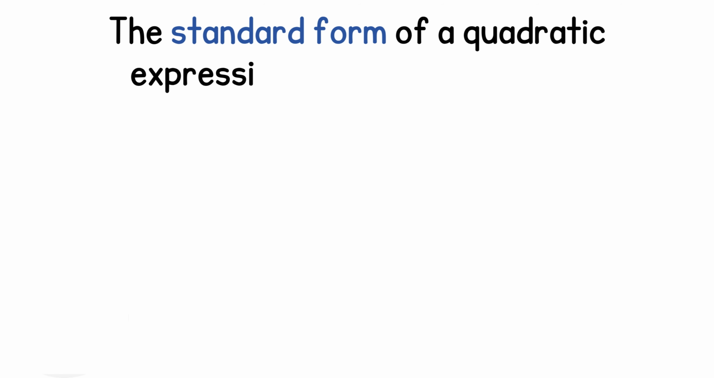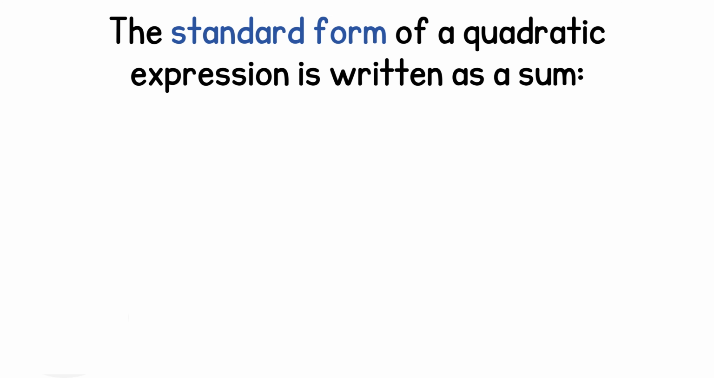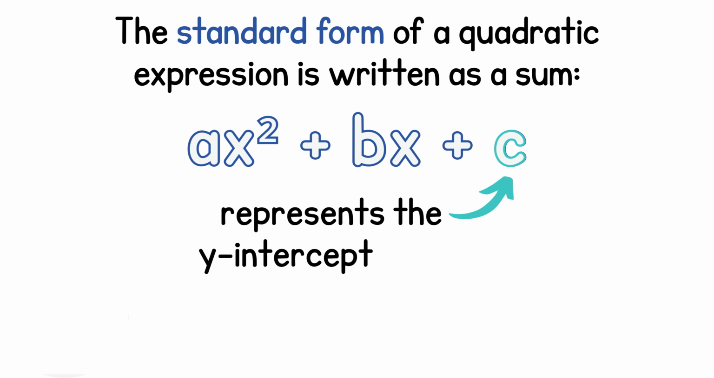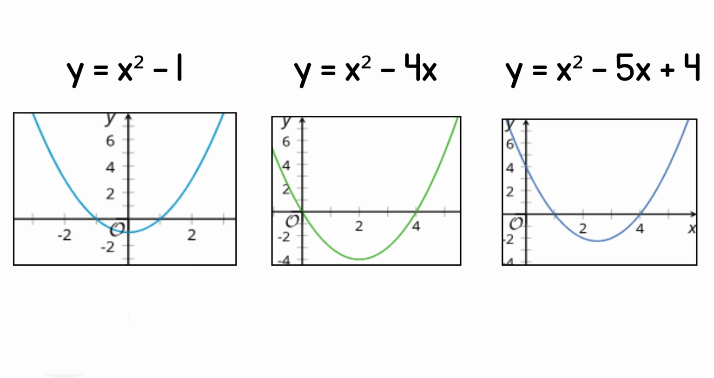So the standard form of a quadratic expression is written as a sum of ax²+bx+c. The value of c is a constant that represents the y-intercept of the function. So if we have these three equations that are in standard form, we can see how the constant, or our c value, represents the y-intercept in each of its graphs below.